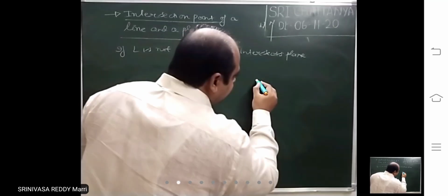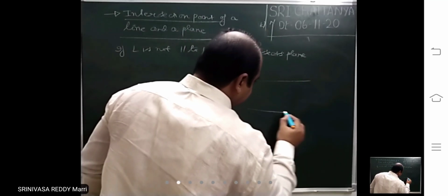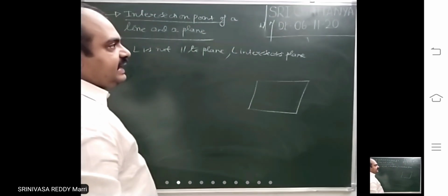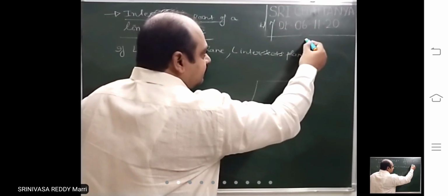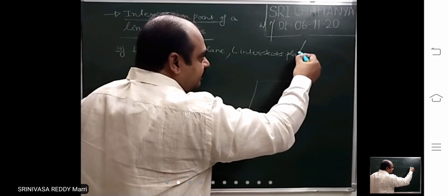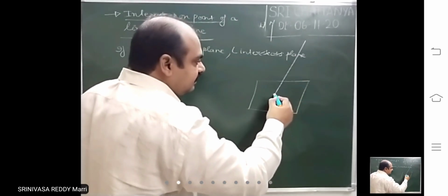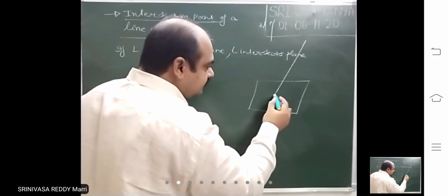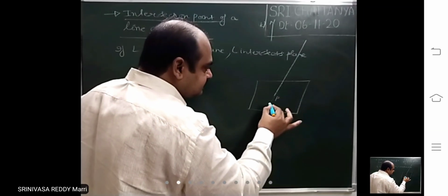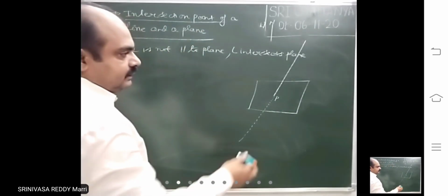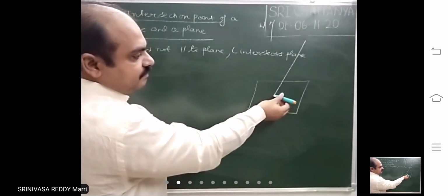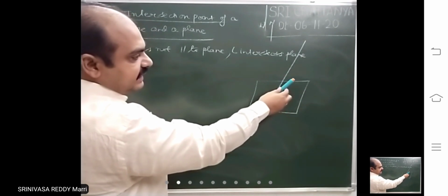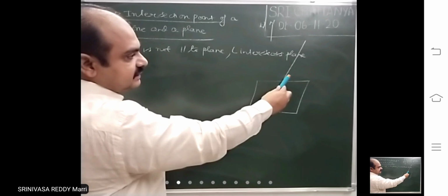That means suppose the plane is like this. A line L, let us say a line L I am drawing, will intersect at P. And then the line will go like this, just like a normal. One line is there which is inclined like this, right?